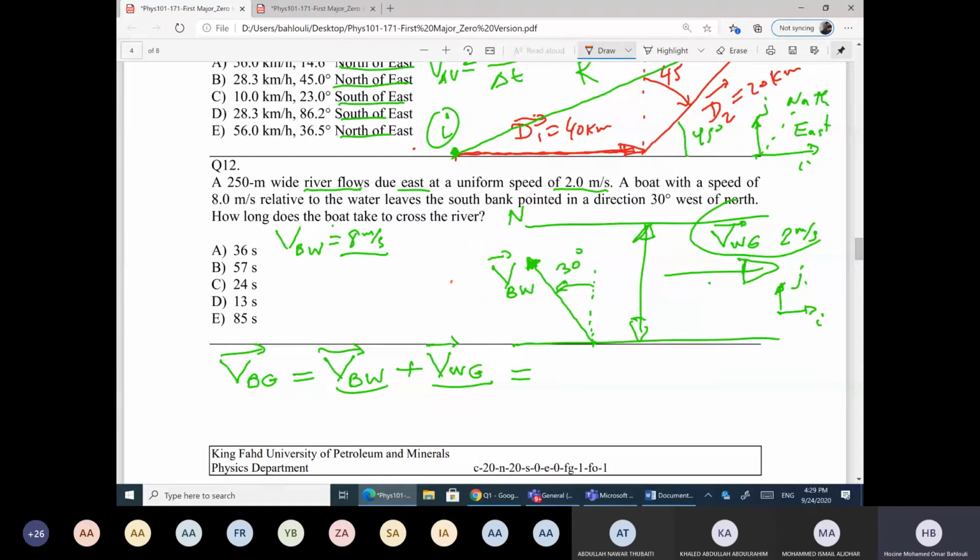The first one is v of boat with respect to water. See its projection on x is negative and its projection on y is positive, so that's why it will be minus. Its value we said is 8. So the x component, this side, has value 8 sine 30, because this angle is 30 degrees. So it will be 8 sine 30 degrees, and the direction is minus i.